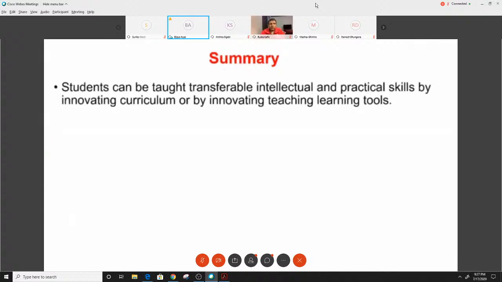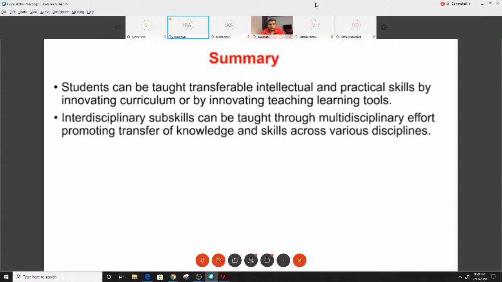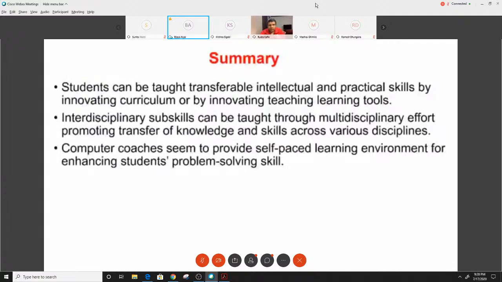Yes, we saw that students can be taught transferable intellectual and practical skills. It is possible. And we can innovate our curriculum, or we can innovate our learning tools in order to achieve that goal. That's what we learned. And yes, we also found that interdisciplinary soft skills can be taught, but for that we must do interdisciplinary and meaningful integration. And since I talked about computer courses, I would like to summarize something from this. Yes, we found computer courses useful because students can do the problem at their own pace.